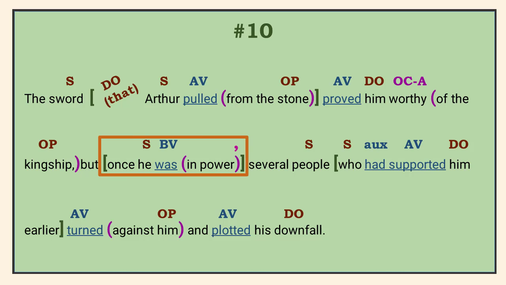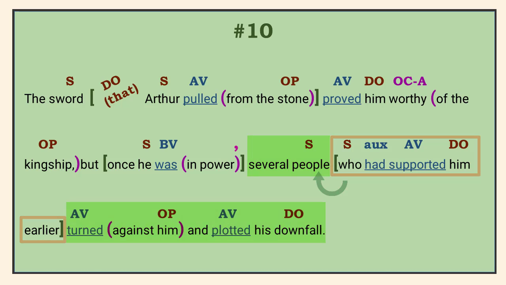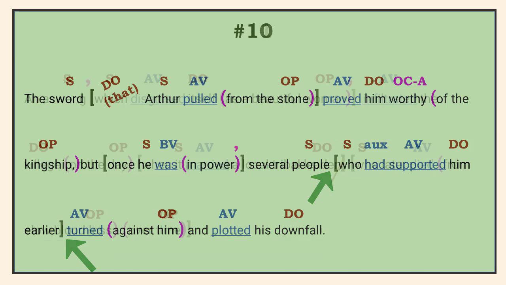"Once he was in power" is an adverbial clause, starting with the subordinating conjunction once, so we need a comma after it. People, the subject of turned and plotted, is modified by a restrictive relative clause that identifies which specific people supported him. Therefore, no commas around it.